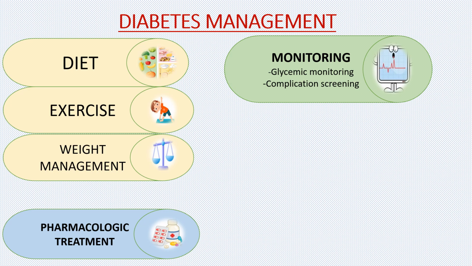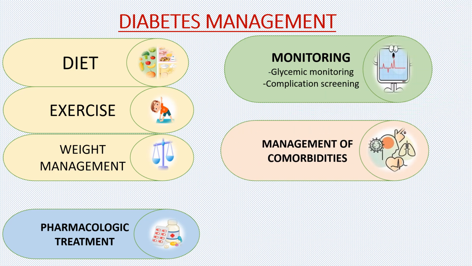And then for complication screening, annually we have to check for retinopathy. So we need an eye exam. Nephropathy, so urine albumin creatinine ratio must be checked. And then neuropathy, so we have to check the foot, and then lipid profile and blood pressure. Next, we have management of comorbidities. So we have to check for hypertension, dyslipidemia, cardiovascular diseases, as well as kidney diseases.